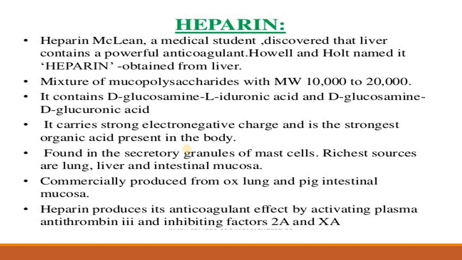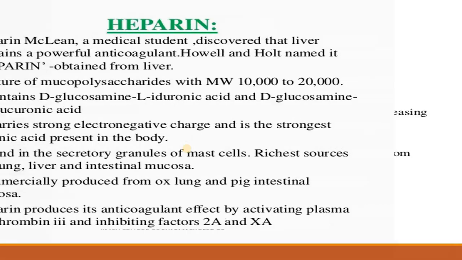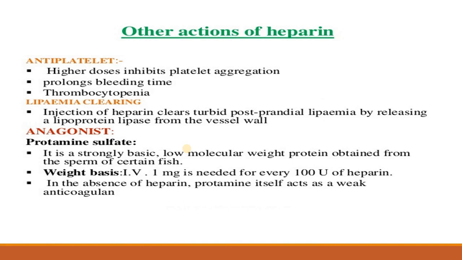Heparin produces its anticoagulant effect by activating plasma antithrombin III, which inhibits factor IIa (thrombin). Another action of heparin is antiplatelet: a high dose of heparin inhibits platelet aggregation, prolongs bleeding time, and can cause thrombocytopenia. Lipemia clearing: injection of heparin clears postprandial lipemia by releasing lipoprotein lipase from the vessel wall.